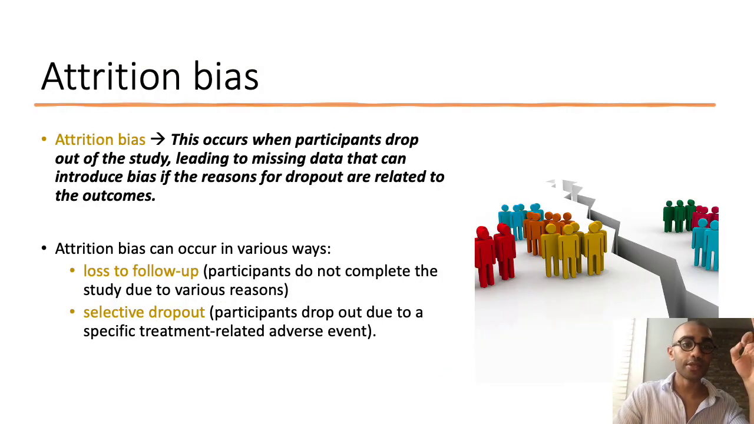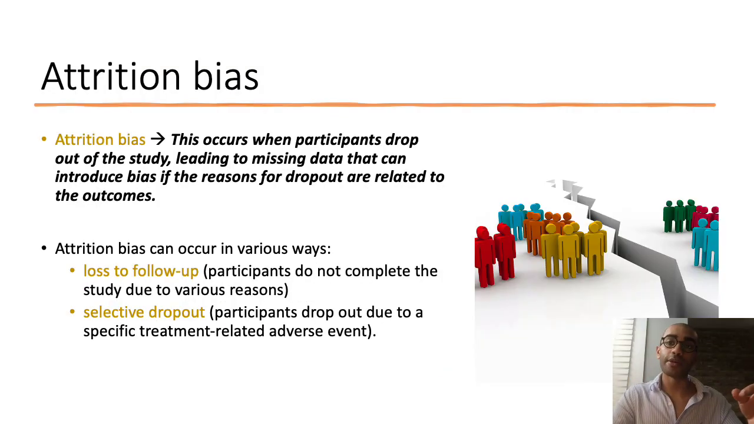Similarly, attrition bias is very similar to that, but it's once a study has already started. For example, people are getting a drug, a cancer drug, and you have the timeline from the start of the trial to death, and then halfway through, people drop out.